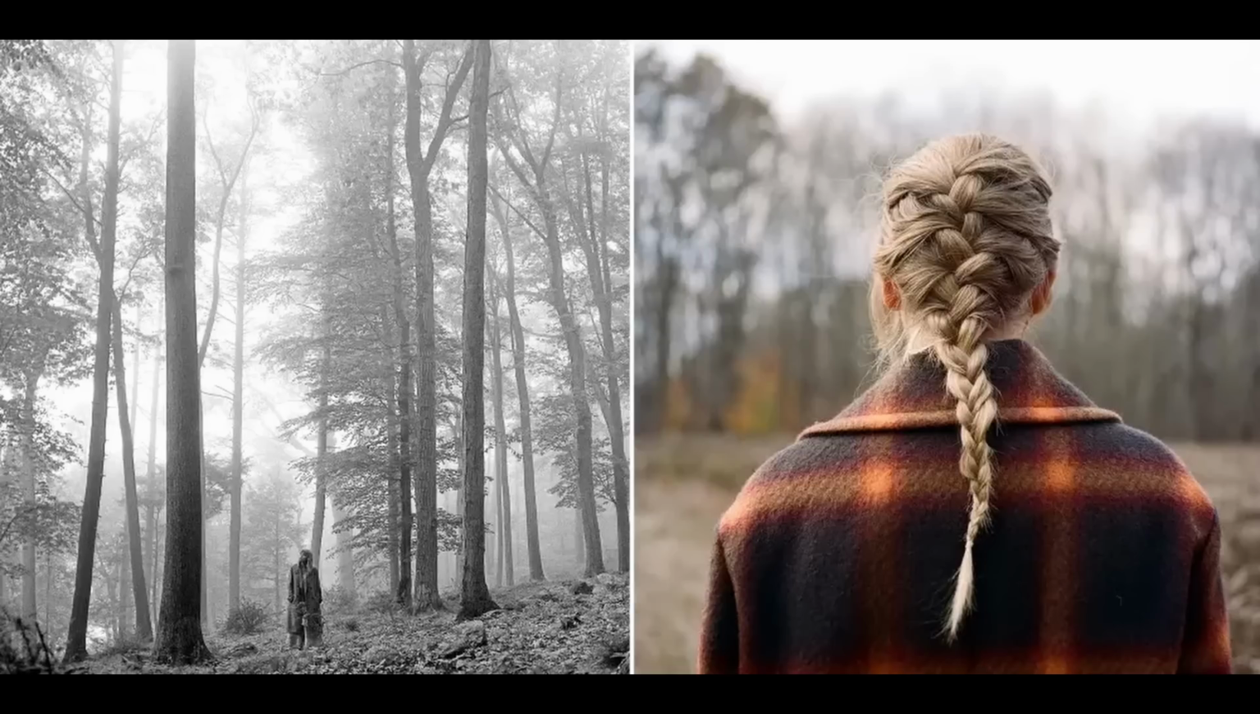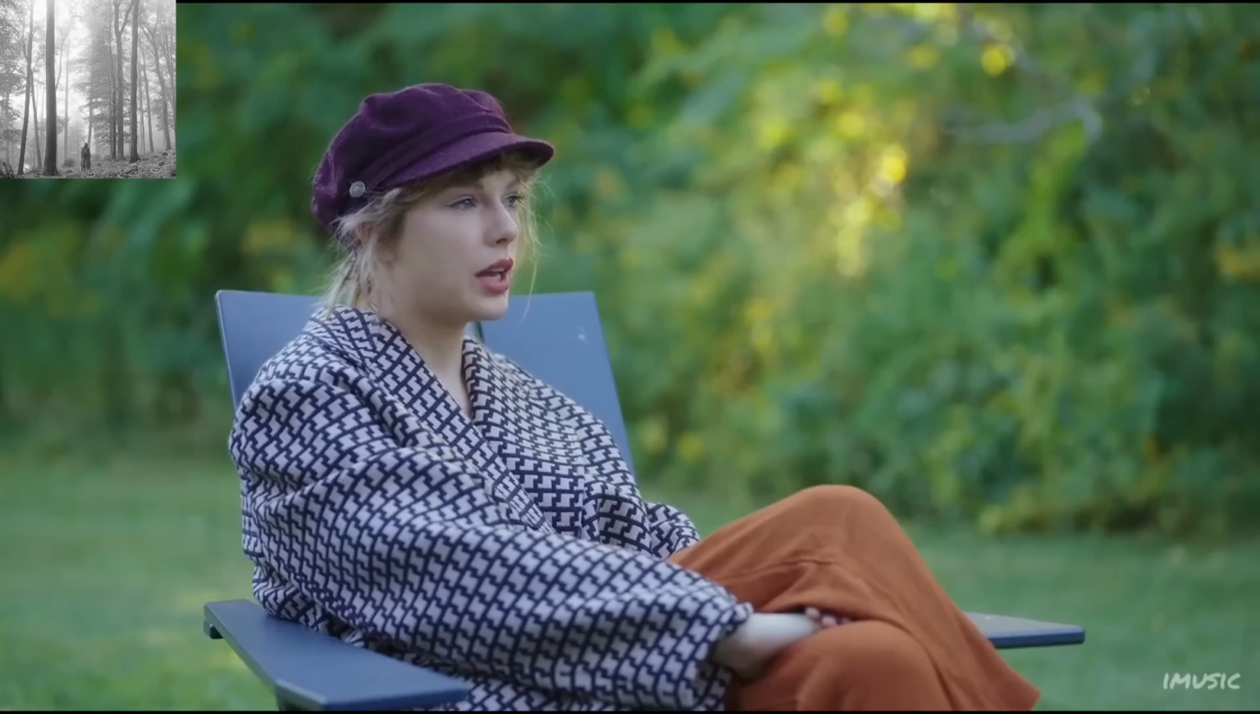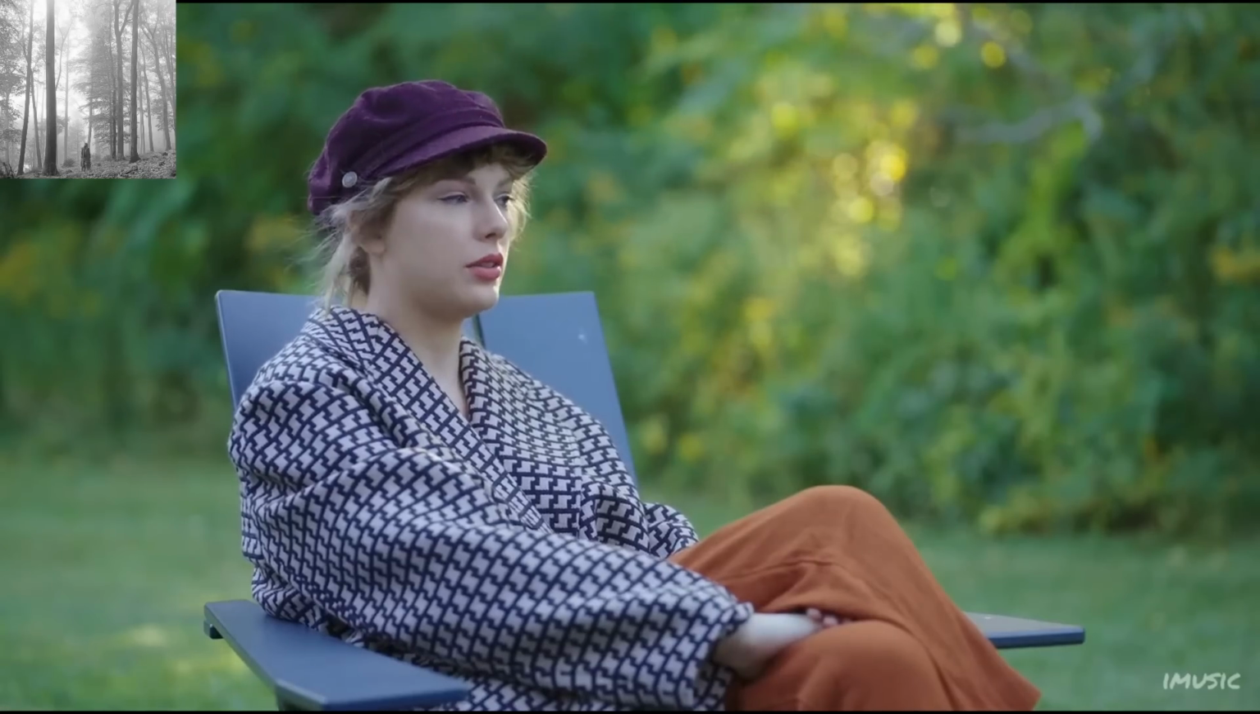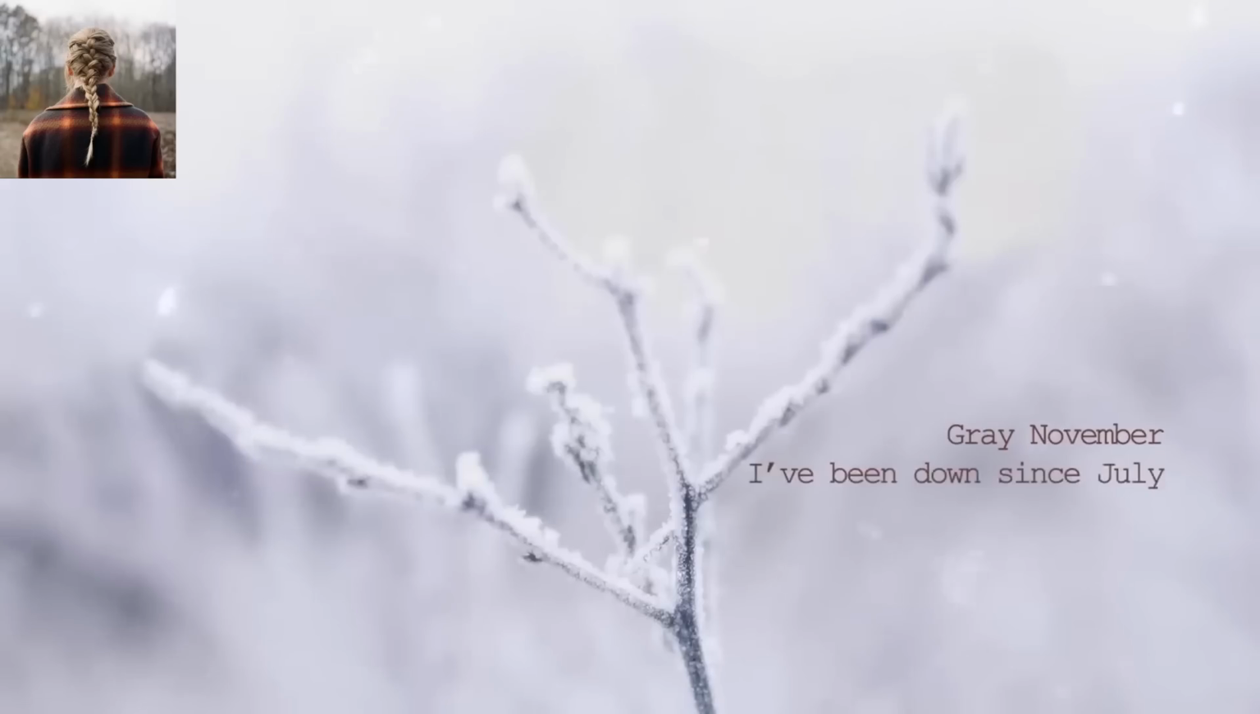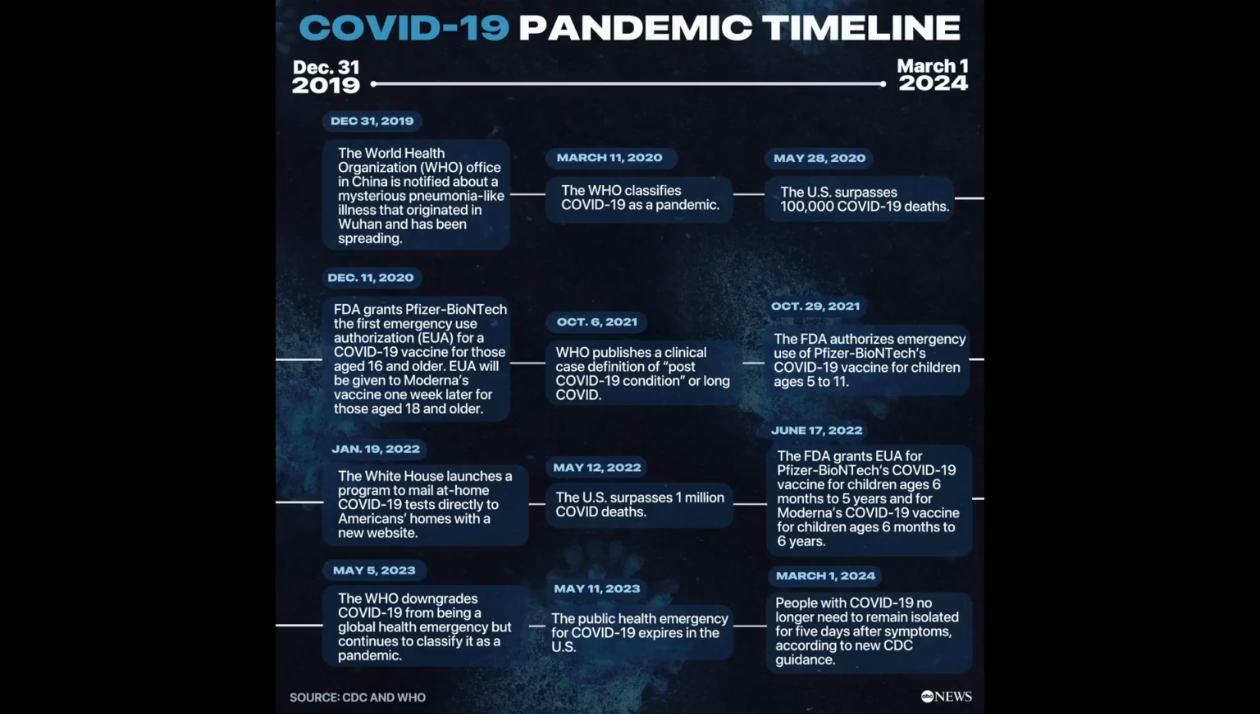Remember, this is still a pandemic album, and the pandemic not only was a time where people were isolated and wanted to escape, explored on folklore, but a time where people were grieving loss. People were dying. There was no control over it. People were getting sick, and we just had to literally wait it out and hope it was going to get better.